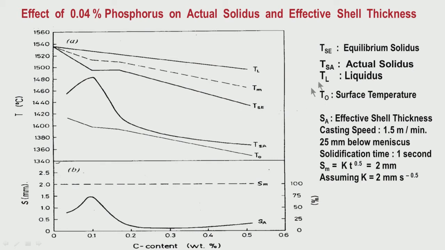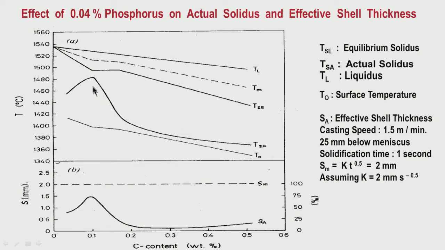So, that is one. TSA is the actual solidus. Here the effect of microsegregation has been taken into account. So, TSE is the theoretical solidus which you get from the equilibrium diagram, and TSA is the actual solidus which has been calculated based on microsegregation from the modified Scheil equation.